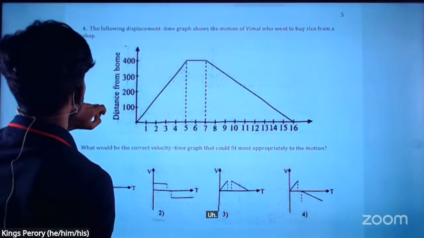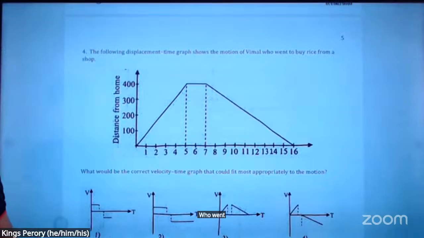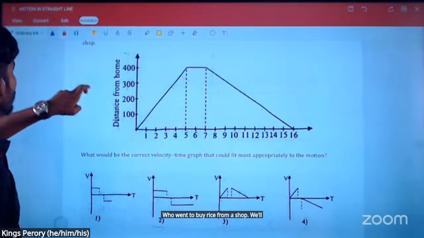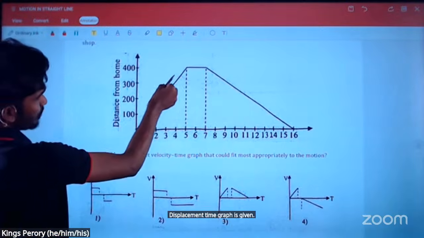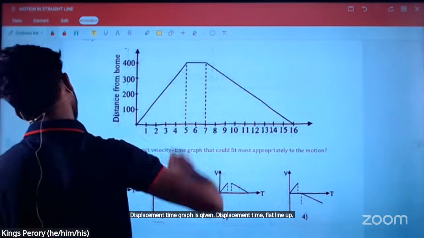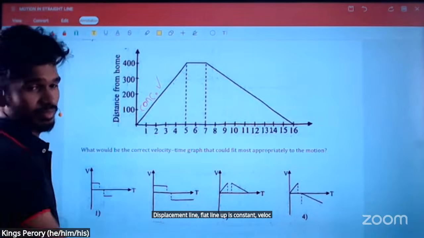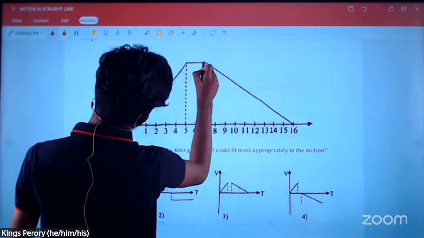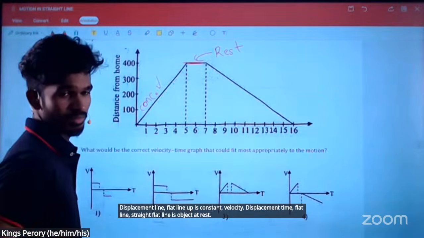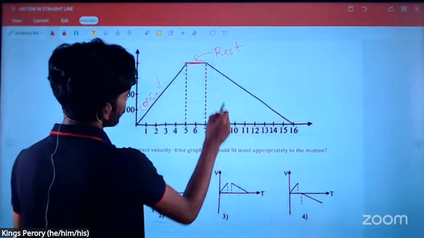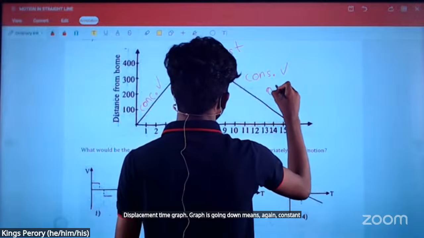First, analyze. The following displacement time graph shows the motion of Vimal who went to buy rice from a shop. We'll analyze the question. A displacement time graph is given. A sloping straight line going up means constant velocity. A flat, straight horizontal line means the object is at rest. A graph going down means again constant velocity but in the opposite direction.